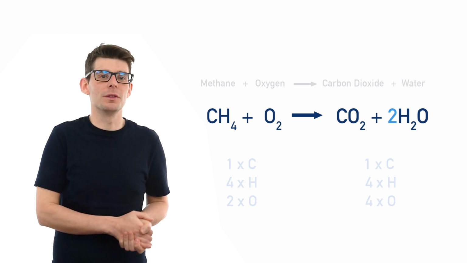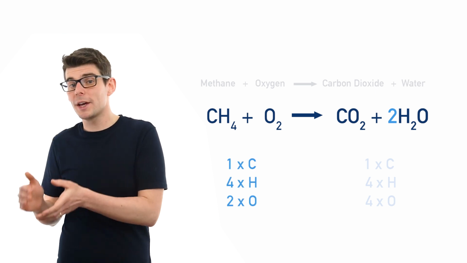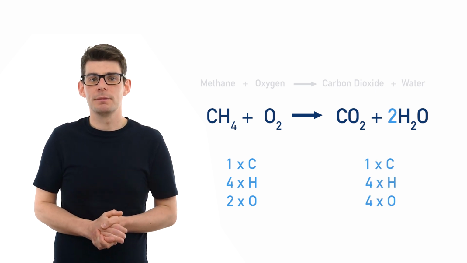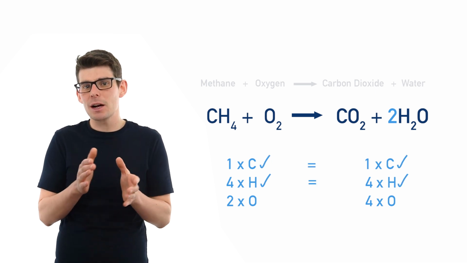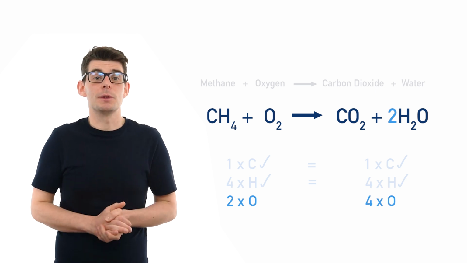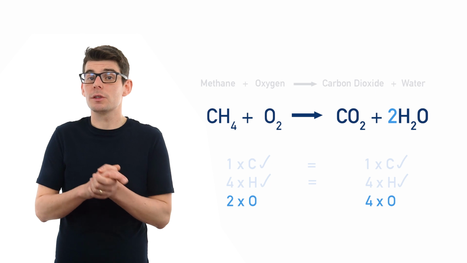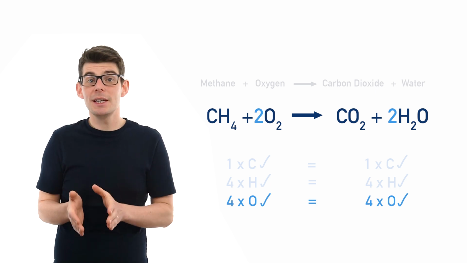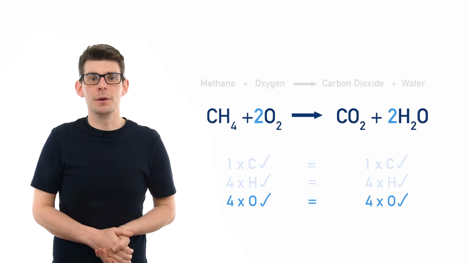On the left, 1 times C, 4 times H, and 2 times O. On the right, 1 times C, 4 times H, and 4 times O. Looking good. The carbons and hydrogens balance. It's now just the oxygens left to sort out. On the left, there are 2 times O, and on the right, 4 times O. This means we need 2 lots of O2 on the left to give 4 lots of O in total. This would mean CH4 plus 2O2 gives CO2 plus 2H2O.